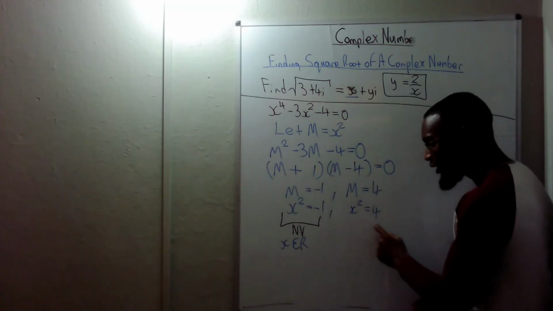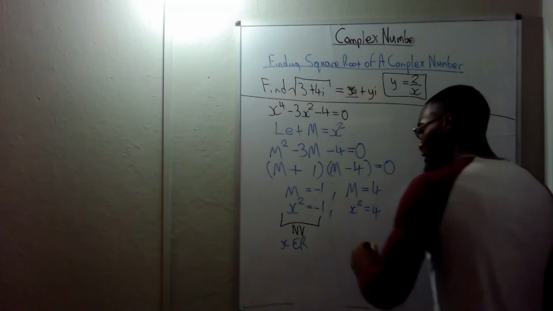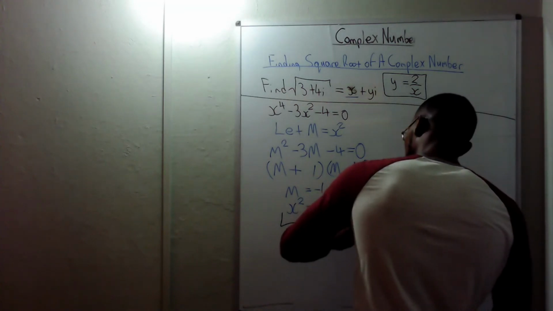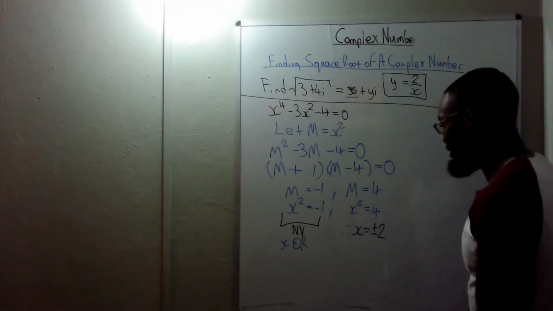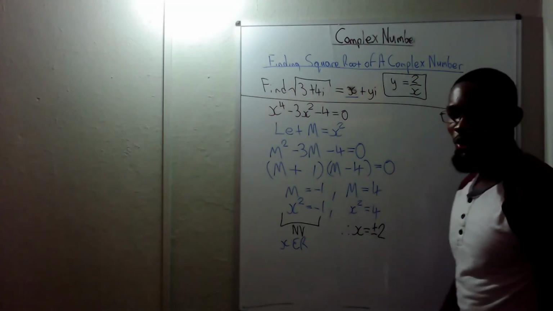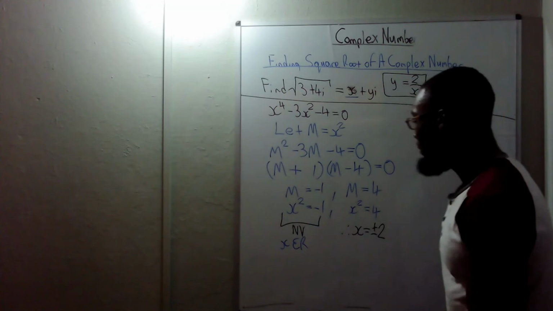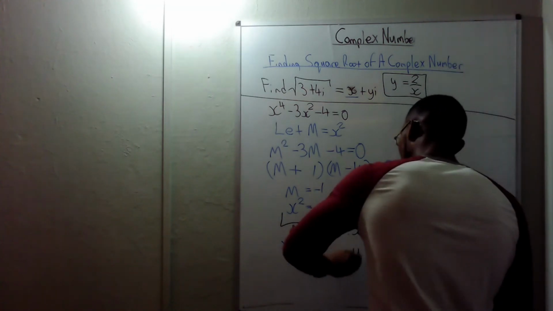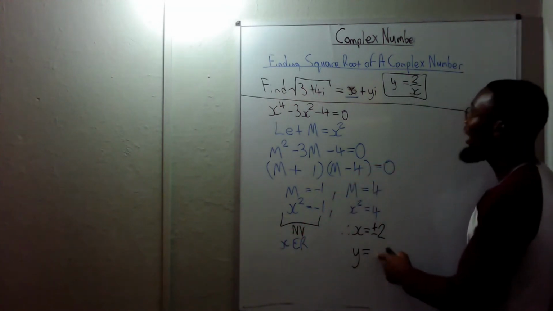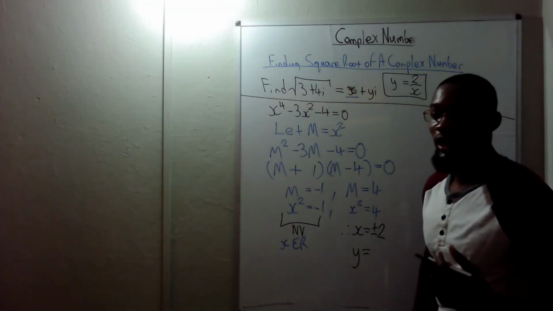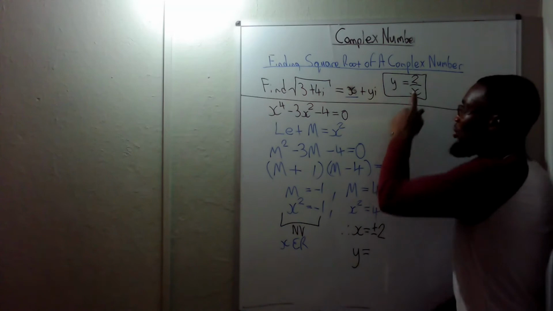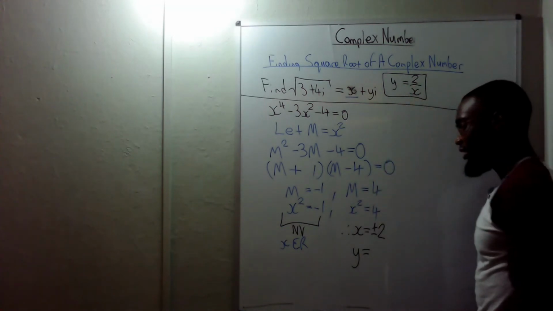So we're left with x squared equal to 4. From this part, we square root it, and x will be plus or minus 2. Now once you get x is plus or minus 2, we can find y. How do we find y? Come back to the formula. Remember we were solving the equations, it led us to y being 2 over x, right?